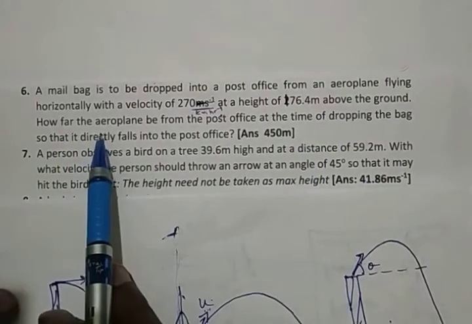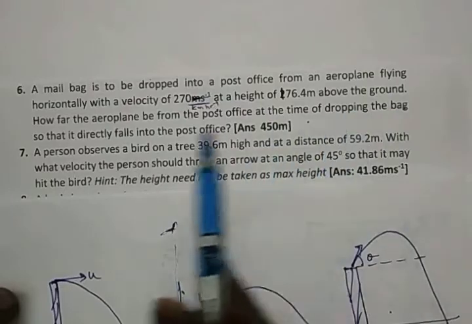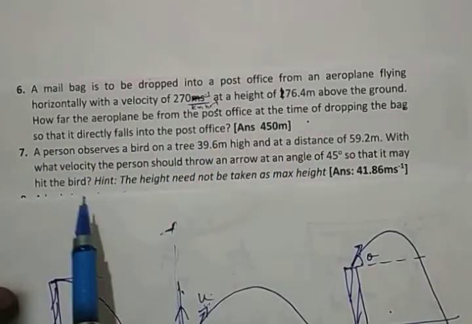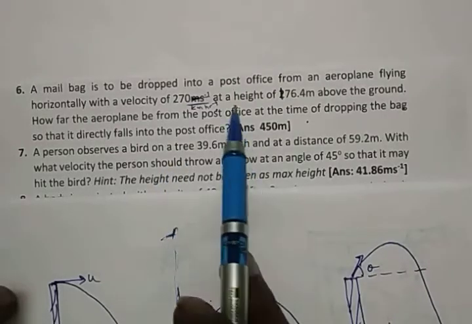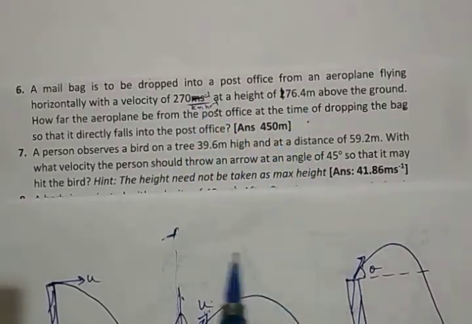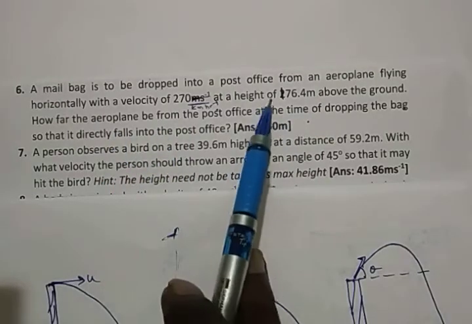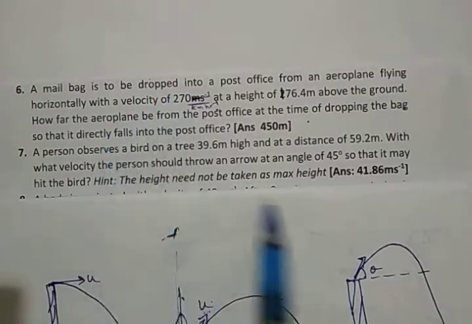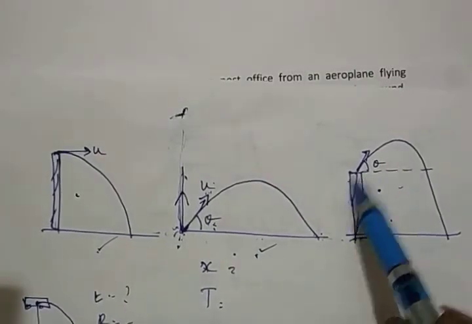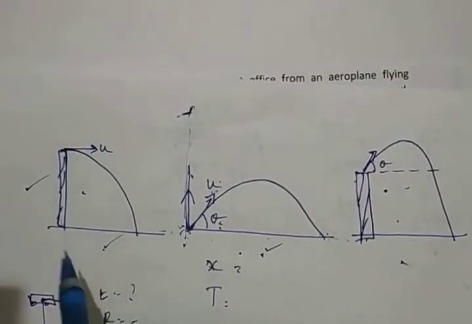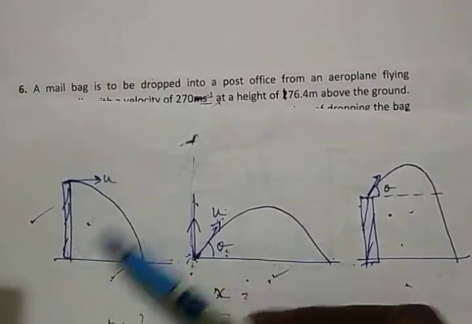How far should the aeroplane be from the post office at the time of dropping the bag, so that it falls directly into the post office? The height is already given here, 176.4 meters above the ground. The bag is just dropped, not thrown upward, so the height is all that matters in these two questions.